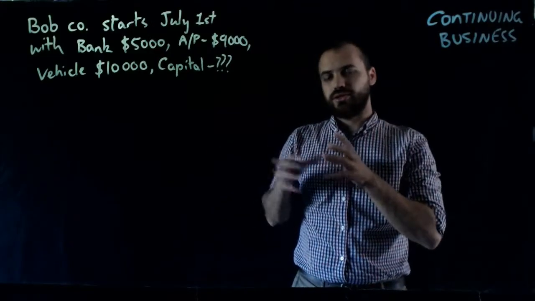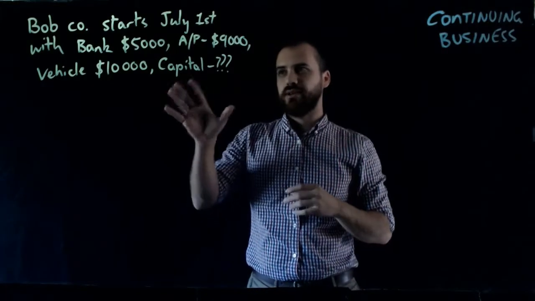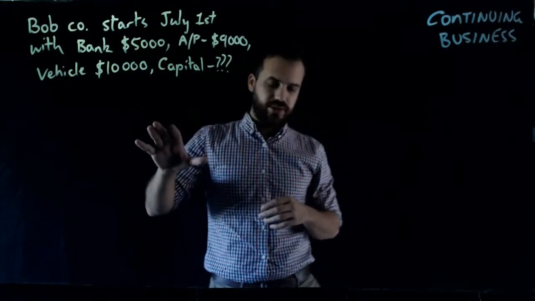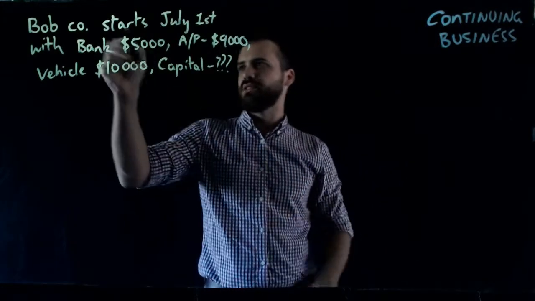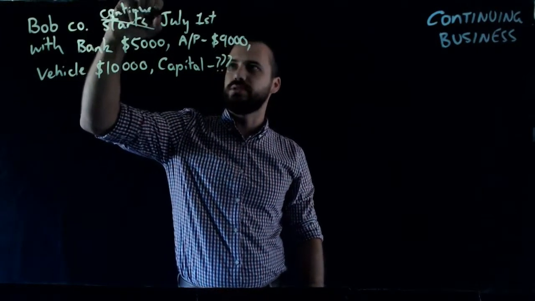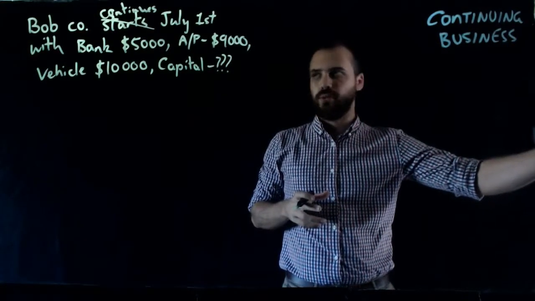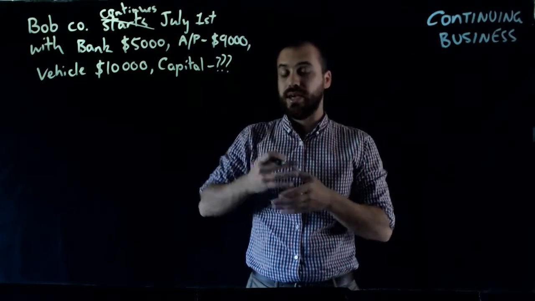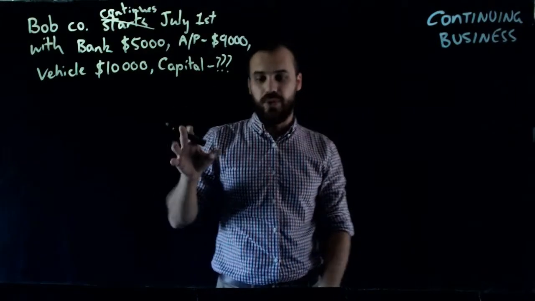Okay, so here's the sort of question you might get. Bobco starts July 1st with bank $5,000, AP $9,000, vehicle $10,000, and capital, I don't know. I might just change the word starts to the word continues. Okay, so it's a business that's existed for quite a while, and the accounting period is starting again July 1st, and we need to account for this stuff in some way.